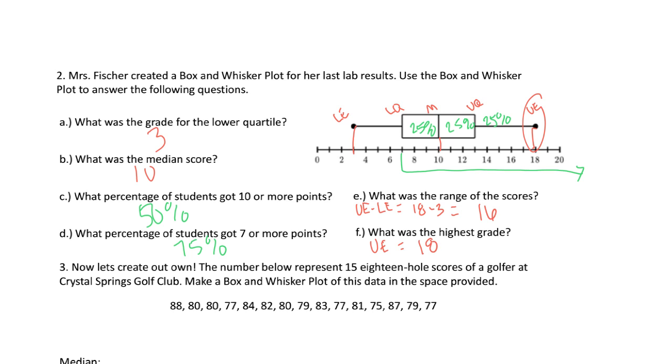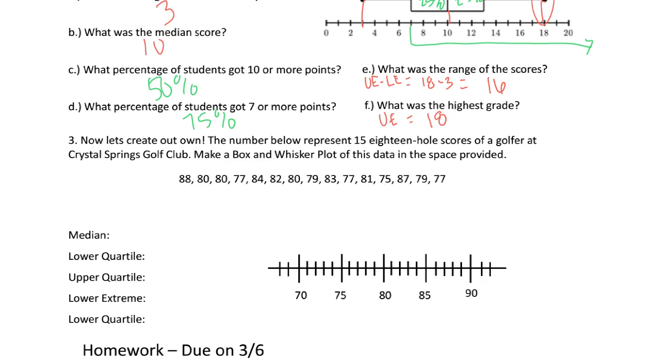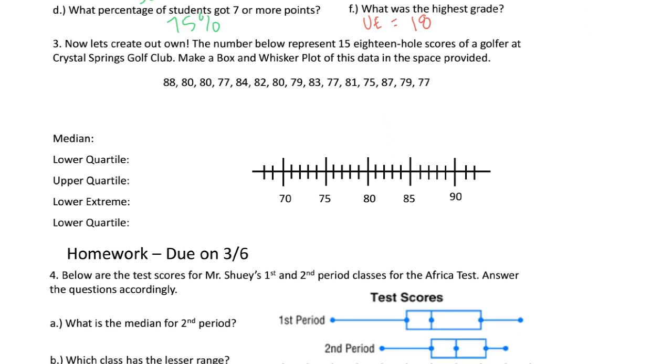Okie dokie. So you should have gotten 3 for the lower quartile, 10 for the median, 50, 75, 16, and 18. Okay, so this last part is we're going to create our own box and whisker plot. The first thing we have to do is order these data from least to greatest, because we're talking about the median for a lot of this. So pause the video, order it from least to greatest, and then unpause.